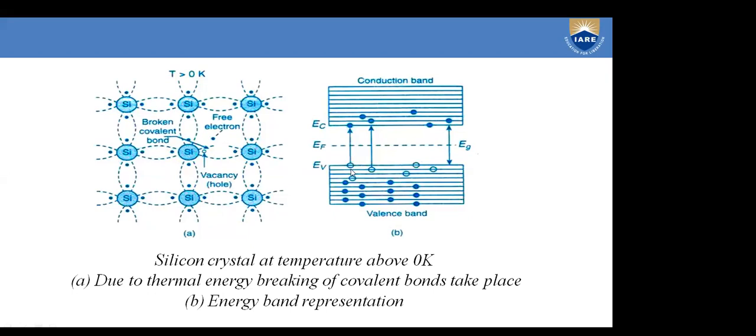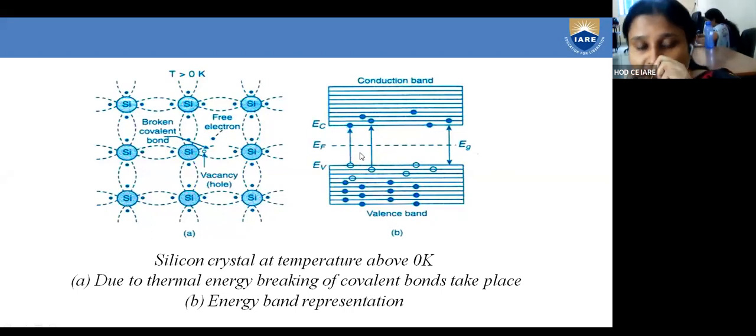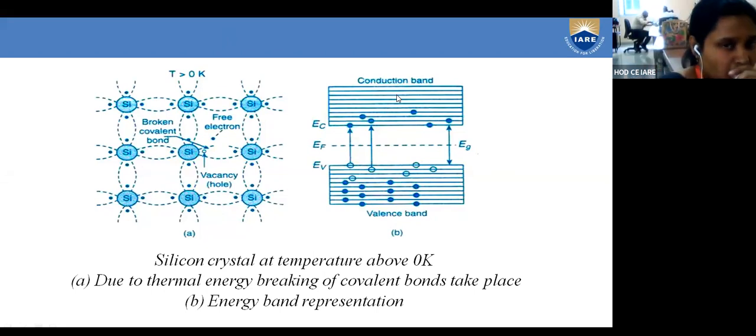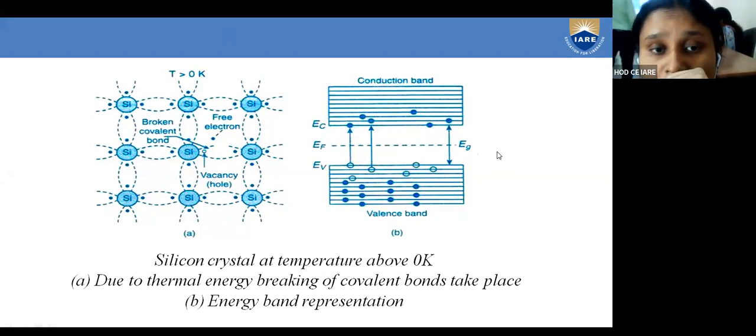Once one electron leaves the valence band and goes to the conduction band, there will be one process. What is that process called? That process is generation of an electron hole pair. Right, students? It is nothing but an electron in the valence band, after gaining energy, jumping across the forbidden energy gap and going to the conduction band. As a result, one hole in the valence band and one free electron in the conduction band are generated. This process is called generation of an electron hole pair.